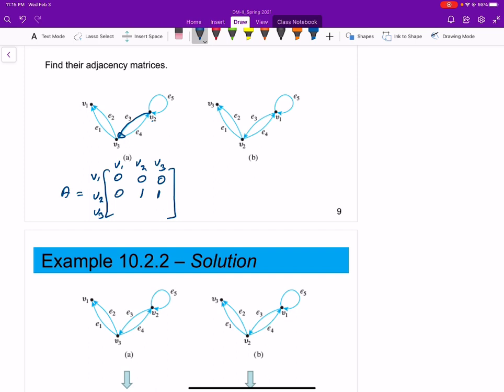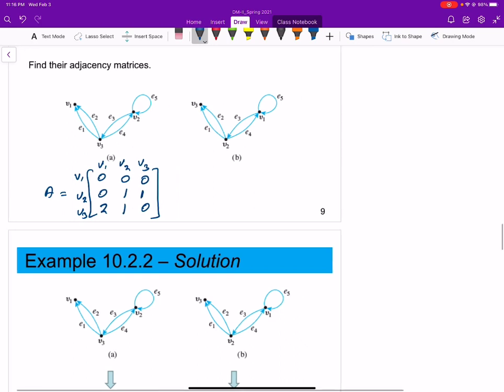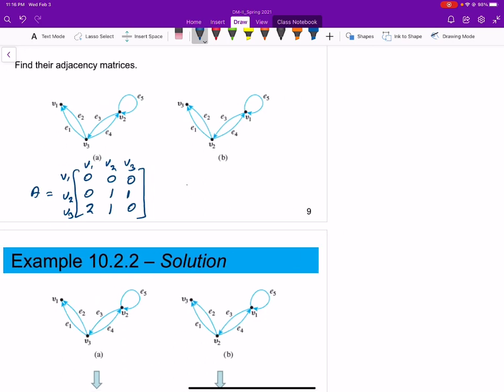All right. And then from V3 to V1, that is this location, there are two arrows. So this should be 2. Then V3 to V2, there's one arrow. V3 to V3, no loops, 0. So that is the corresponding adjacency matrix. And then go to the next graph.